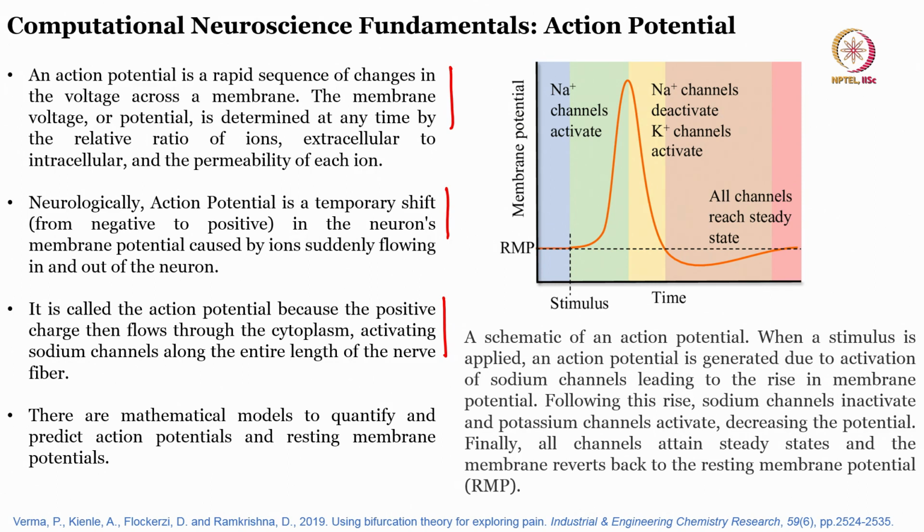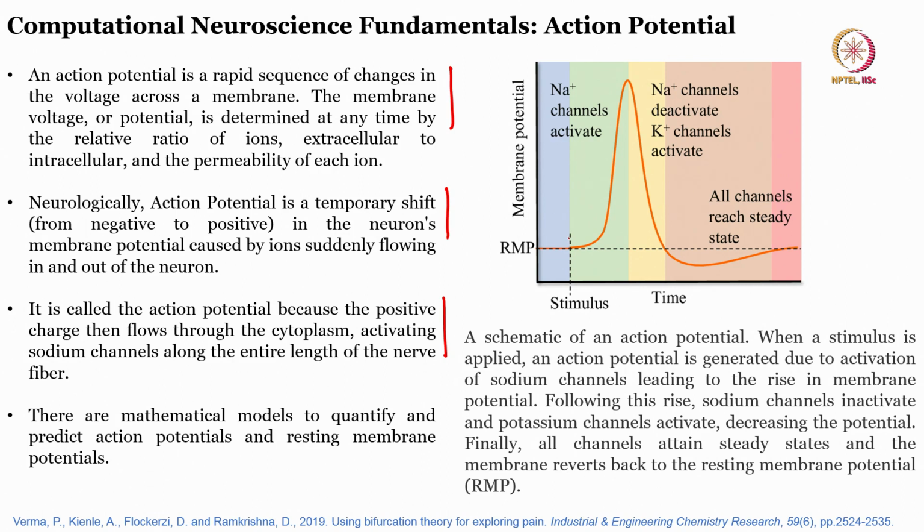Neurologically, an action potential is nothing but a temporary shift from negative to positive in the neuron's membrane potential, caused by ions suddenly flowing in and out of the neuron. That shift causes the action potentials that we can measure, and that is why it is called action potential, right? Why the term action potential? Because the positive charge then flows through the cytoplasm, activating sodium channels along the entire length of the nerve, right?